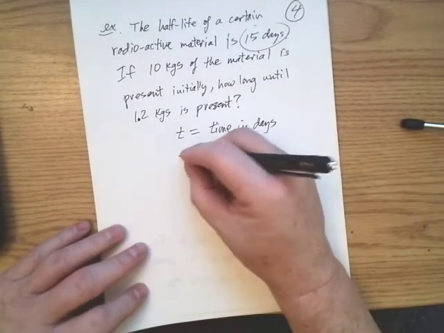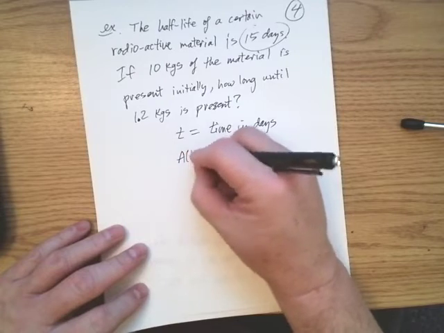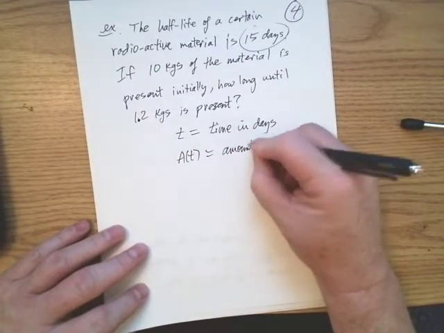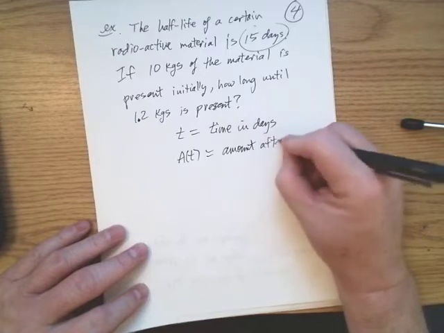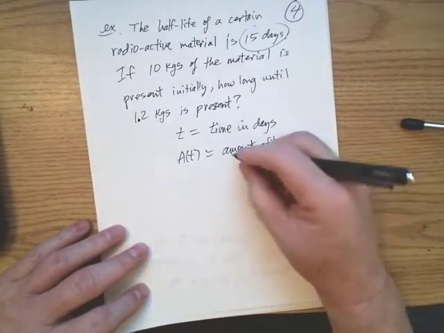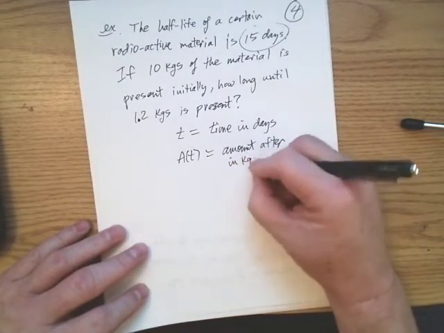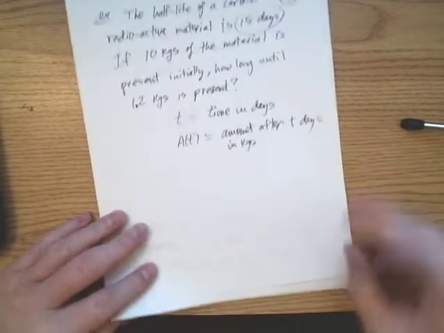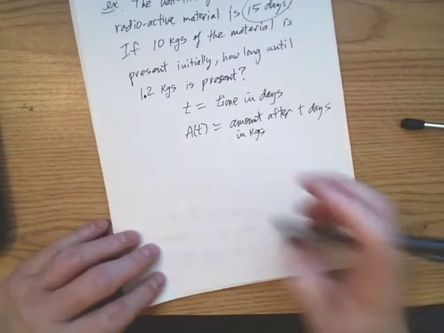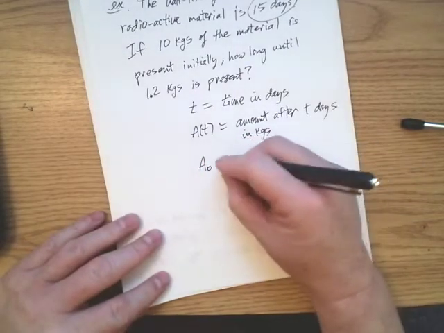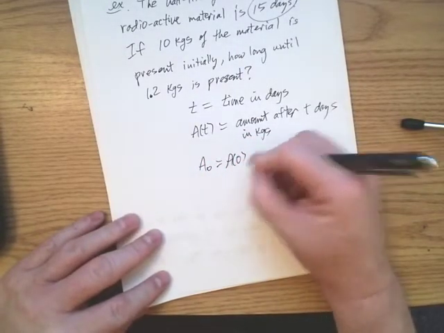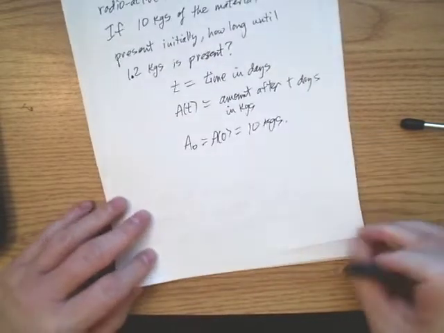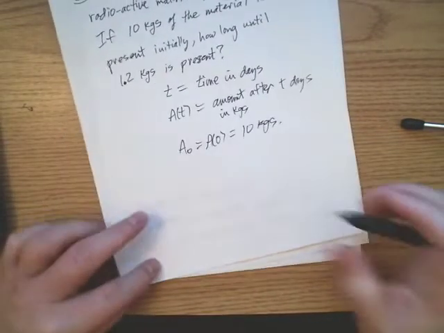Let's see, the amount present originally. A is the amount in kilograms after t days. It's not like anybody would get mixed up here probably, but let's go ahead and do it. What's the initial amount? That's A at time 0, which was 10 kilograms.